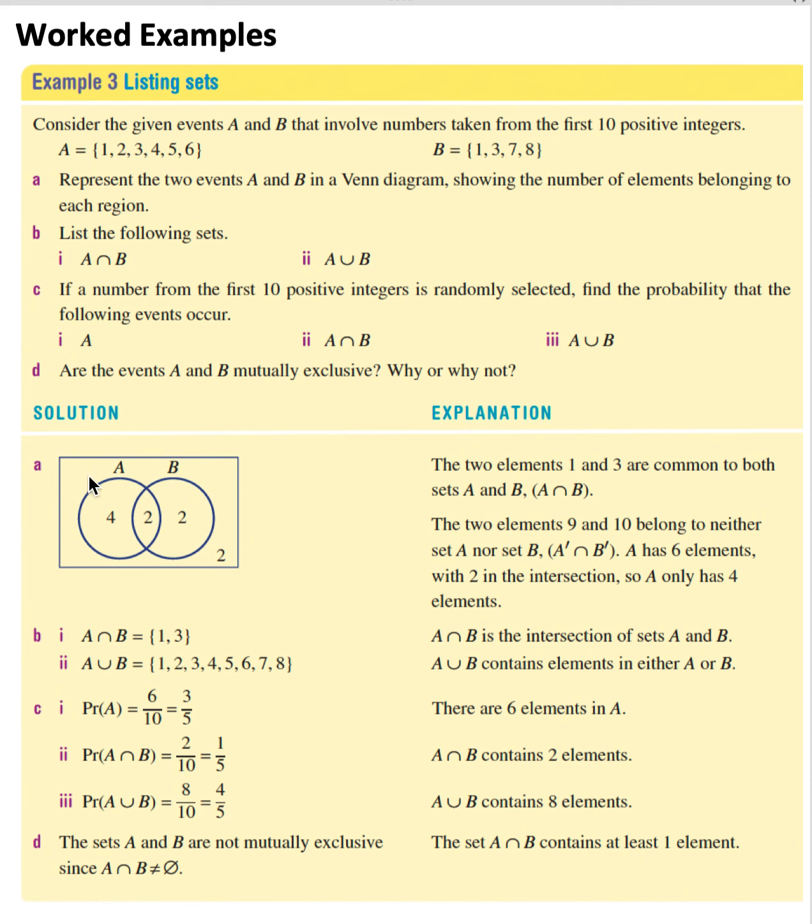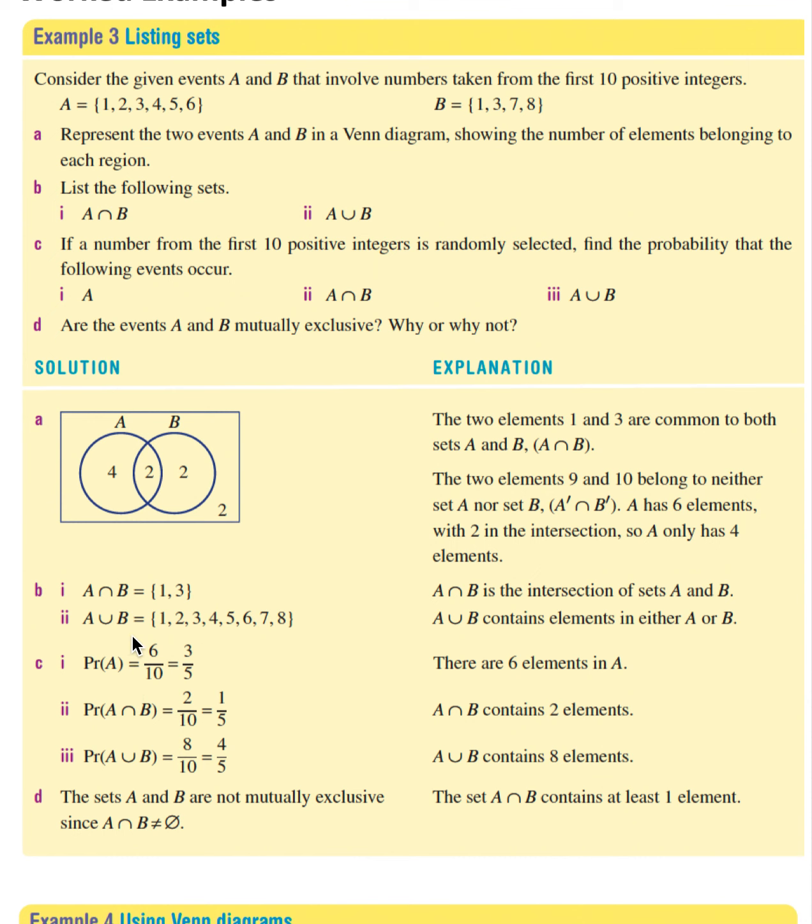I find it's a lot easier answering these questions when you have a Venn diagram. So if you can go from the sets to a Venn diagram, it's really helpful. The next thing we want to do is list the following sets. So we have A and B, and A or B. So A and B, remember, is just our center bit. So it's going to be 1 and 3, because there are only 2 shared elements.